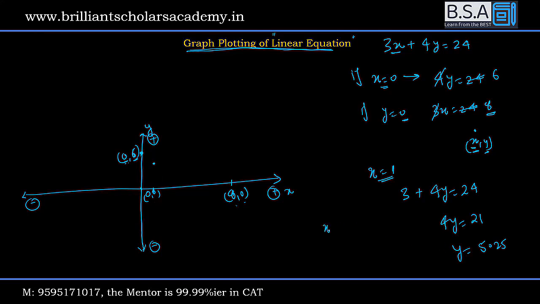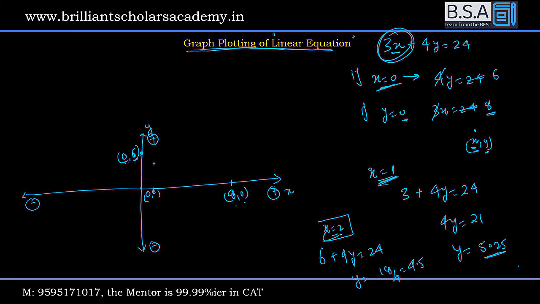When you put x equal to 2, what will this become? 6 plus 4y is equal to 24. So basically y is equal to 18 upon 4, which is 4.5. Do you see, x is increasing from 0? X became 1, y decreases. X became 2, y decreases further. So if you connect these points, you'll understand.